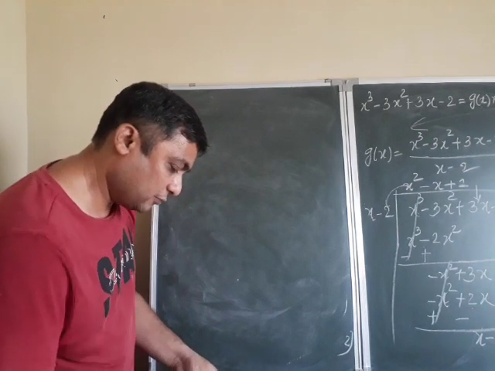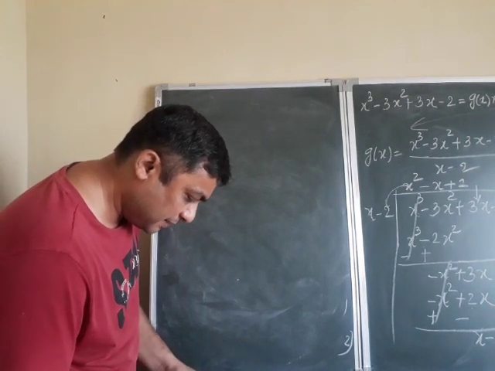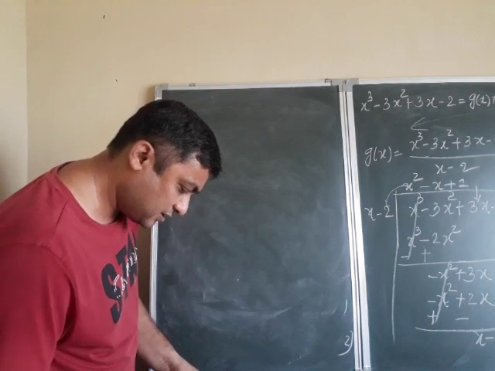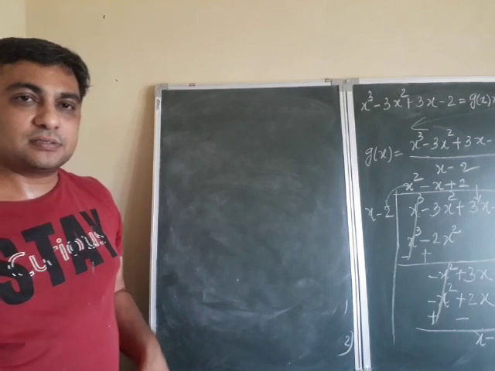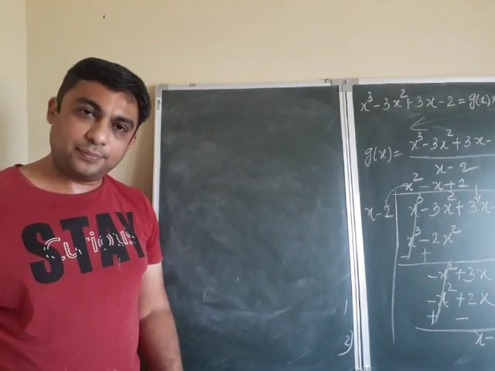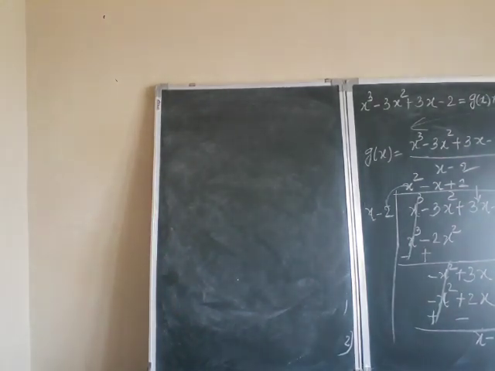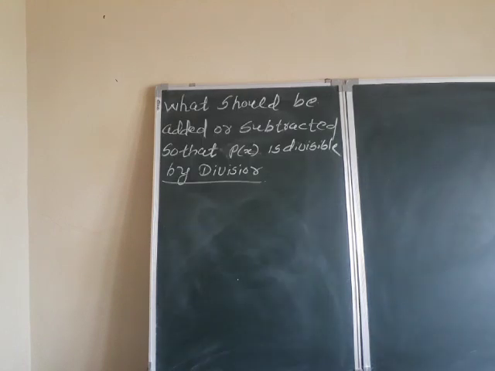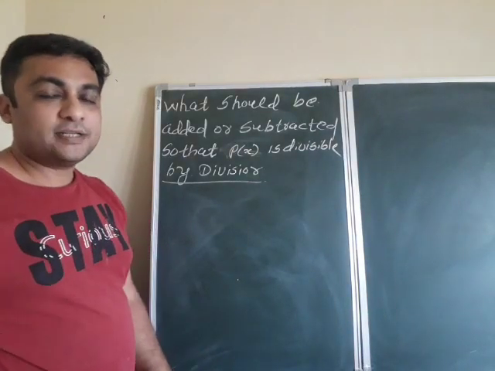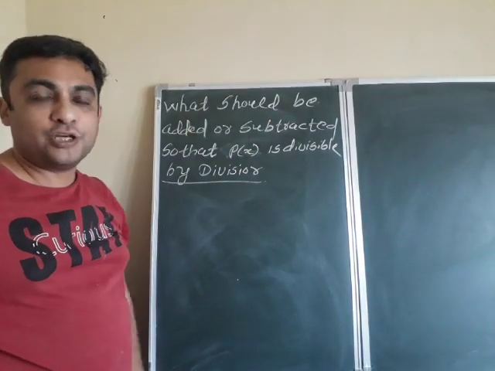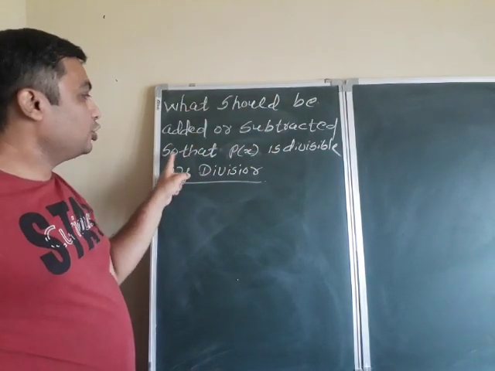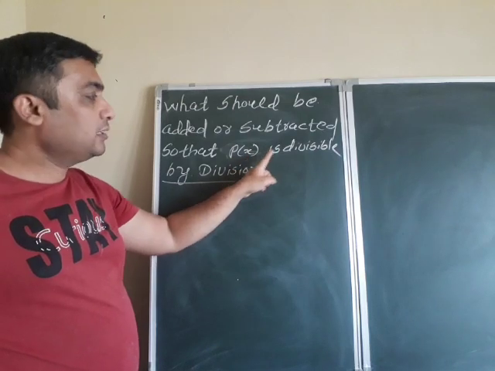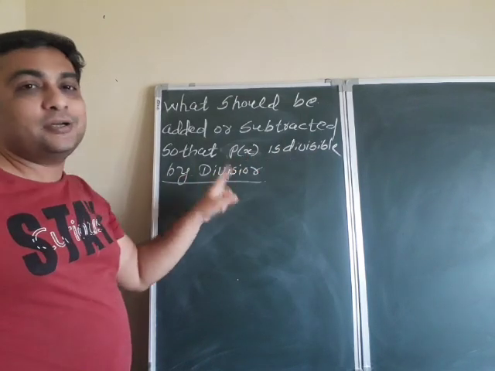Fine. Now see, one thing is left to explain, and let me start with that. Before I start, let me do some extra examples. Ready for that? See the next topic. What is the next topic? Read this. We are going to learn the next topic: what should be added or subtracted to show that the given polynomial is divisible by the divisor.